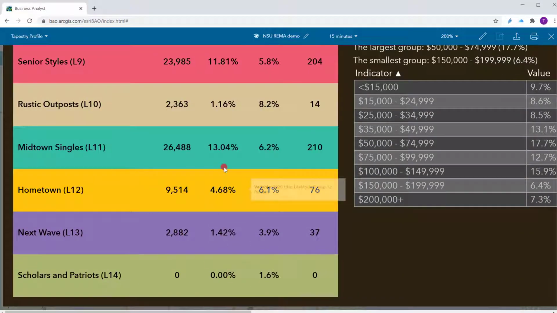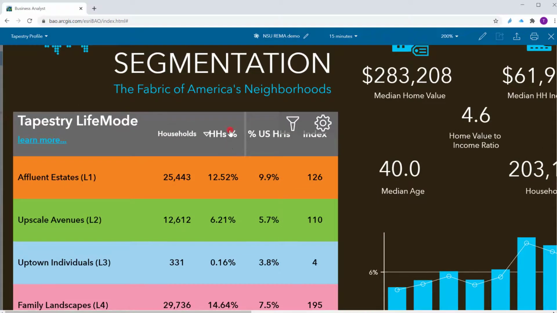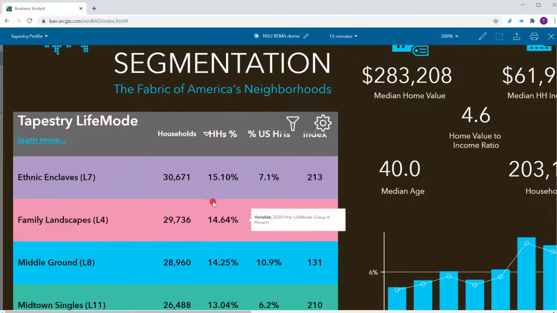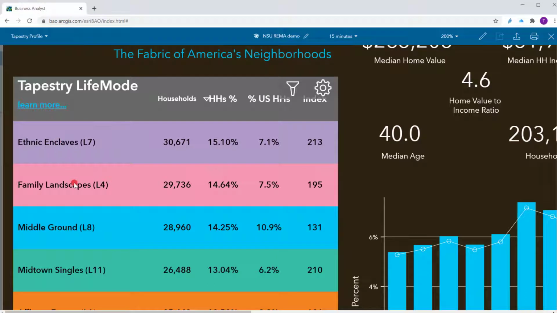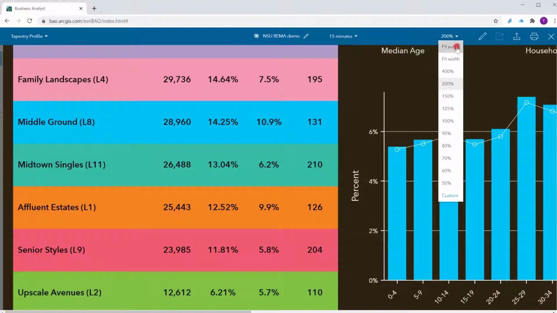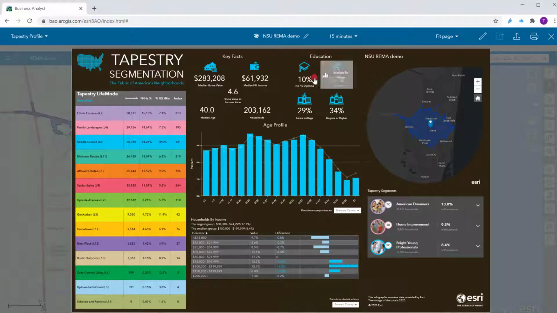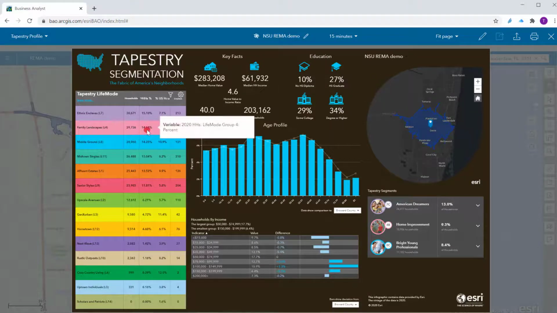Yeah, fun fact, it's not sorted by percentages. Let's sort it by percentages. Yeah. Now it comes in ethnic enclaves, family landscapes, L4, and then middle ground, L8. Yeah, the lifestyle tapestry data. And I click, I want to learn more. Yeah, I want to know, in this case, really, what is my family landscape, L4. Yeah, L4 means that in this area, I have just a little bit, 14.6% of my households doing an L4.